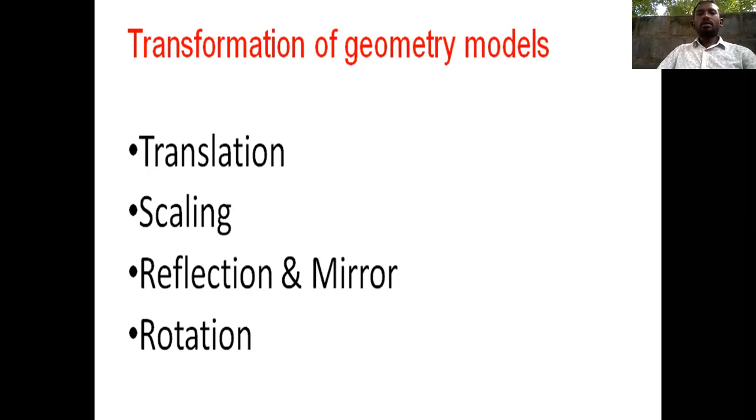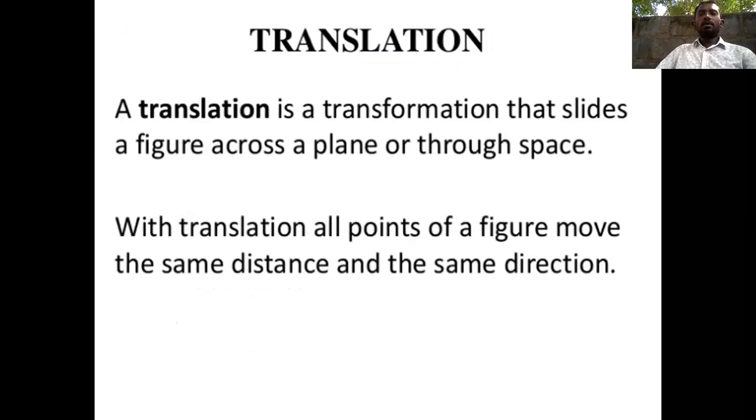So what are the different types? We have translation, scaling, reflection or mirror, and the last one is rotation. First, we can discuss translation. Translation is a transformation that slides a figure across the plane or through space. With translation, all points of a figure move the same distance in the same direction.